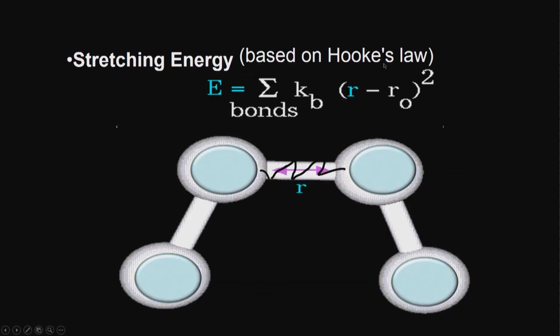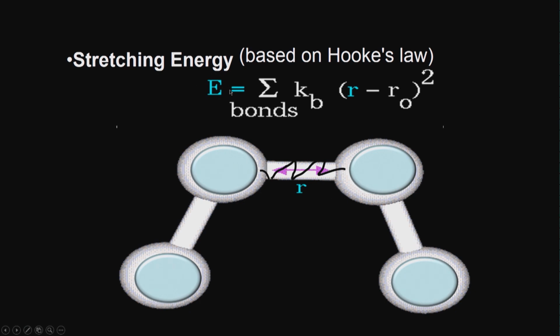Now let us look at each one of them independently. Stretching energy, E is equal to summation of Kb (r minus r naught) whole square. Here r is the distance between these two atoms, r naught is the equilibrium distance, and r minus r naught is the distance you have stretched, or how much it has been elongated or even compressed. Hooke's law, as you know, goes as delta x square, so that is why you have a square term coming in. Kb is a constant. You are doing summation because there could be many bonds, so there could be many stretchings happening. That all adds up to this energy.